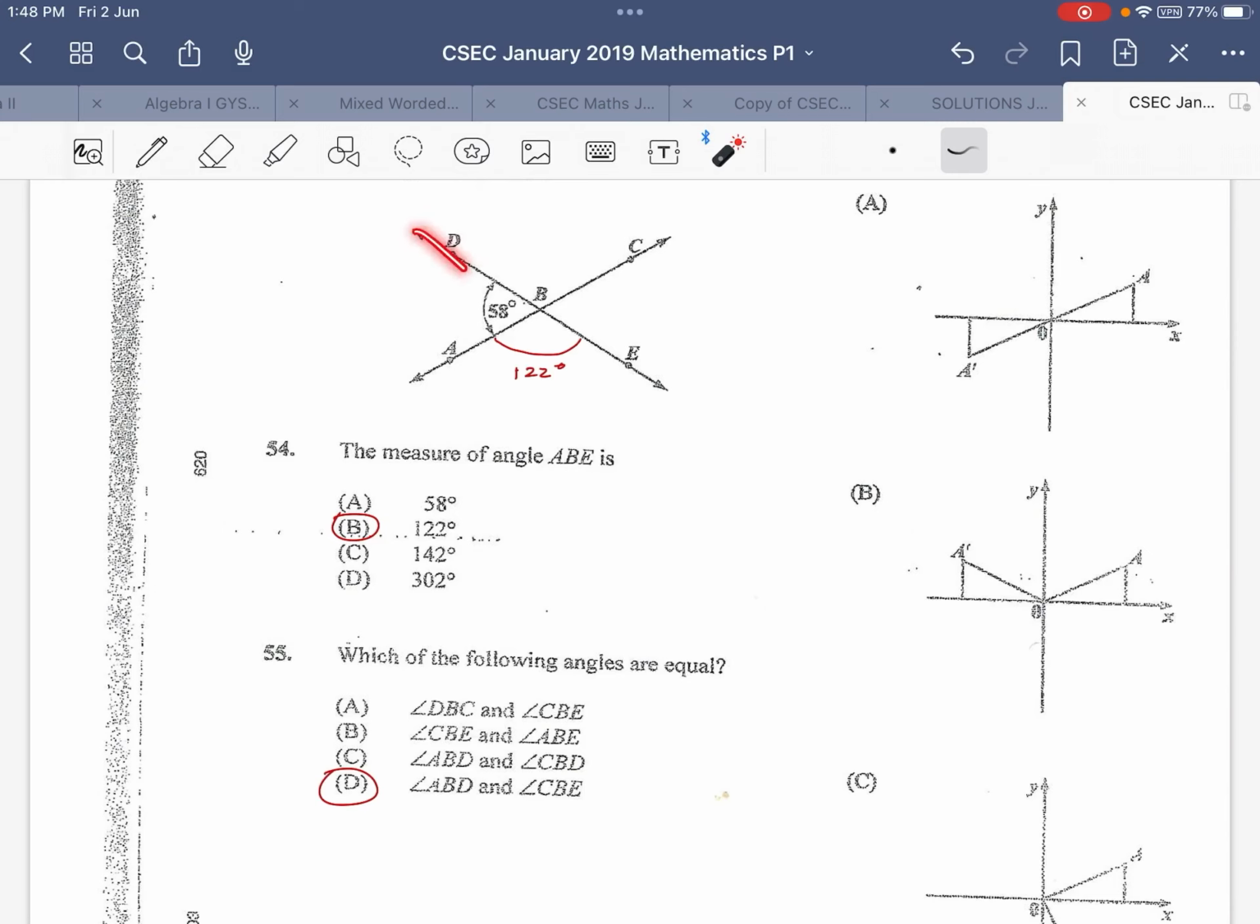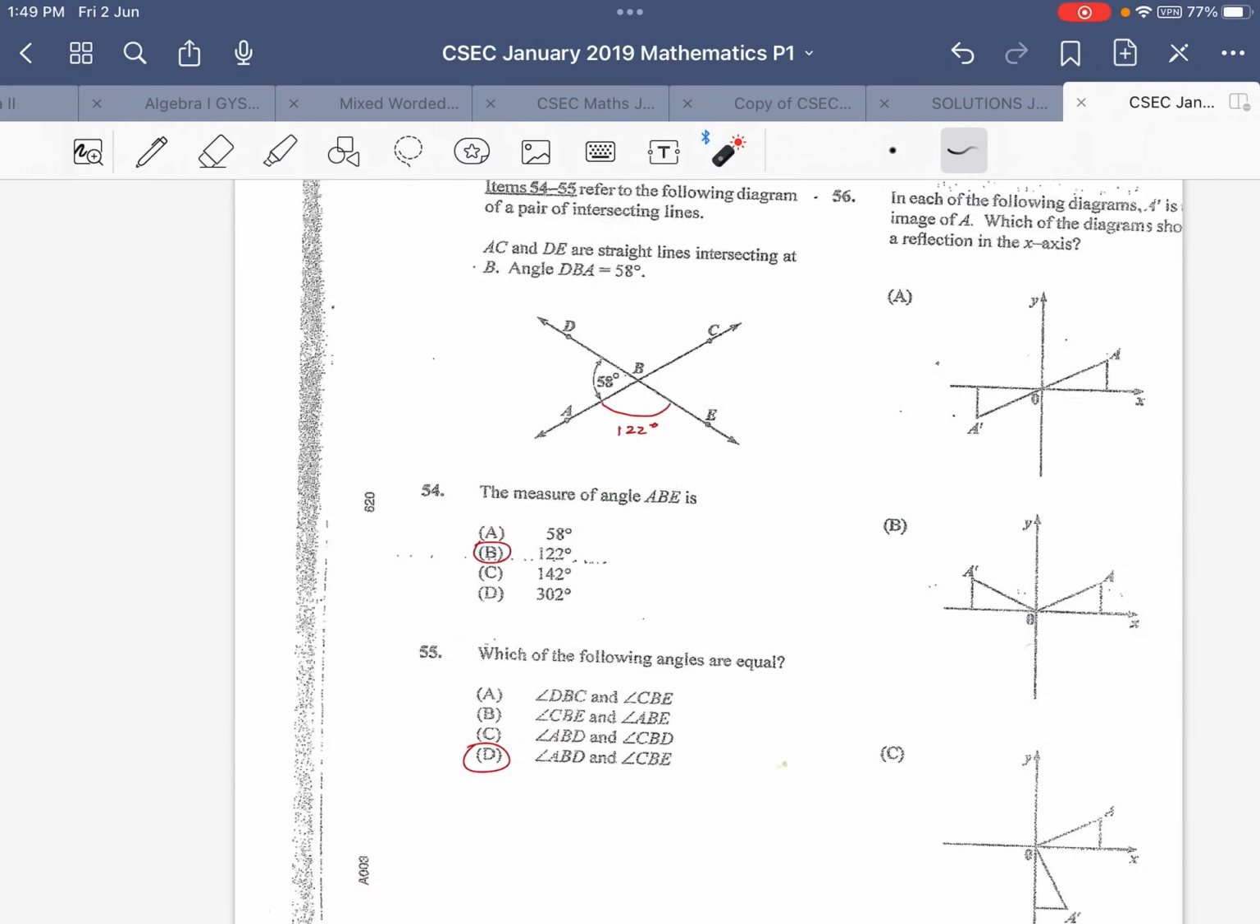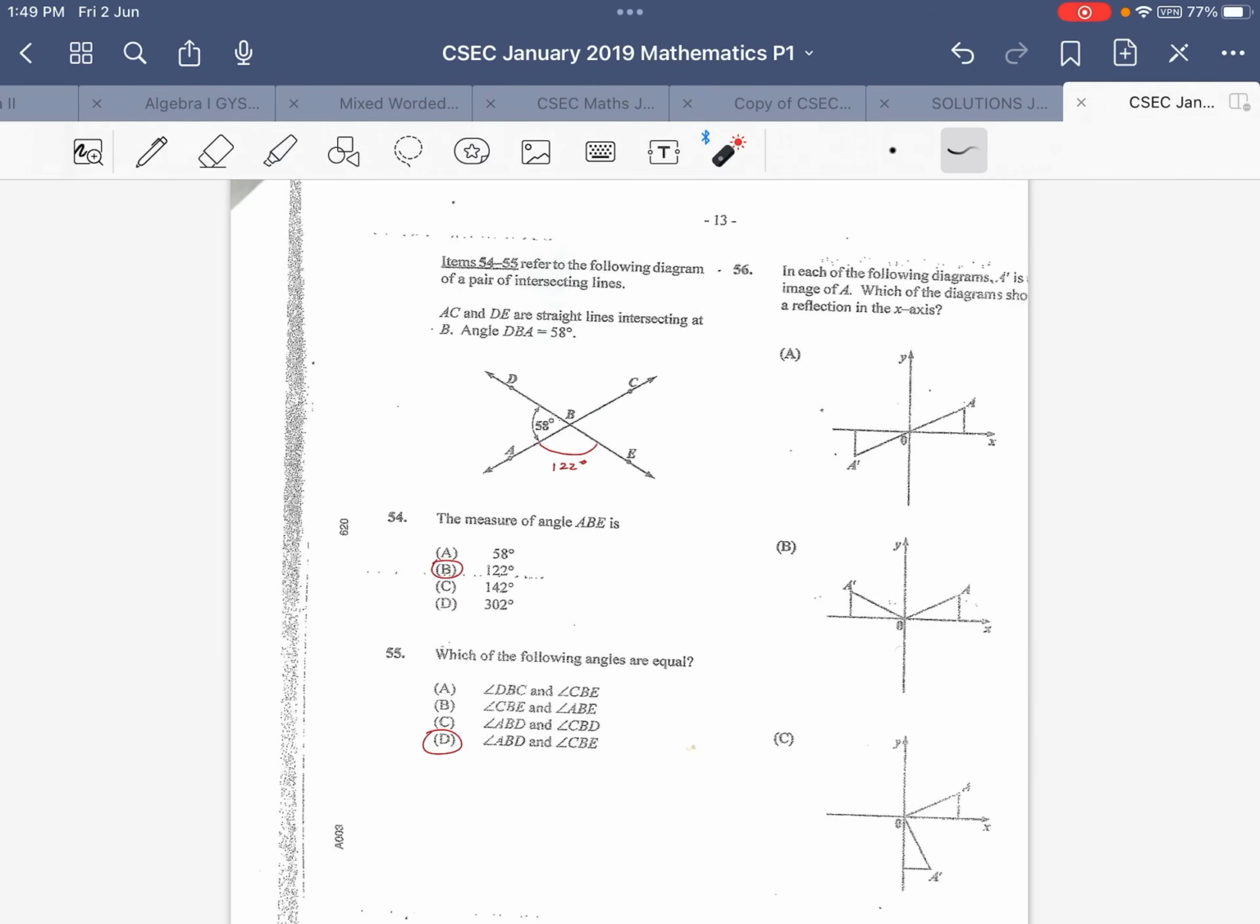So let's check the others. DBC and CBE shouldn't be equal, no. CBE and ABE, not equal, they're adjacent. CBD and ABD, not equal. So your answer really is D.